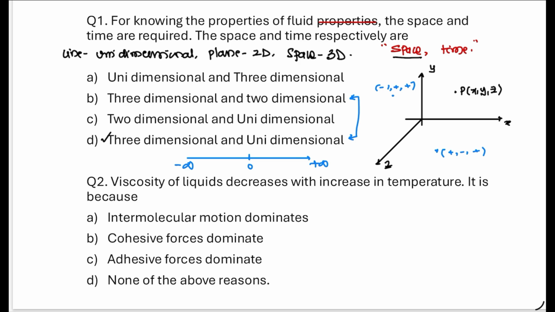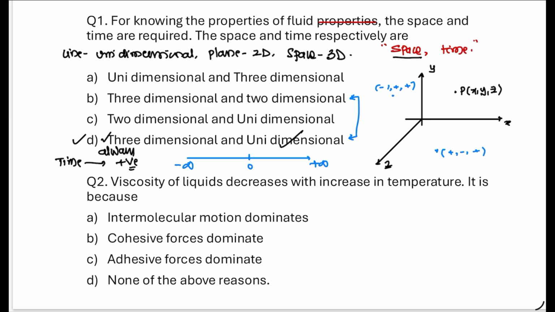For time, there is no negative value. Please remember, a very important conclusion we are drawing here: time has no backward movement. Time always has a forward movement. It is unidimensional, unidirectional. Time has unidirectional movement, which means time is always positive. Hence, it is unidimensional. Hence, answer D is correct. Out of B and D, D is correct.